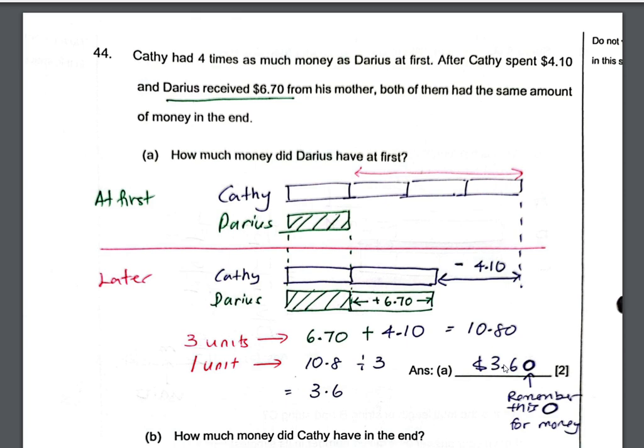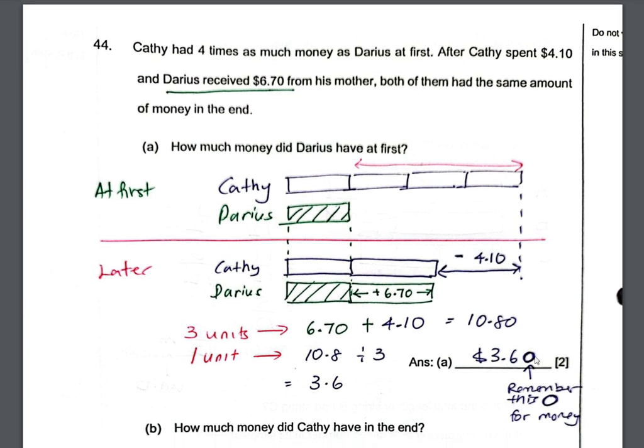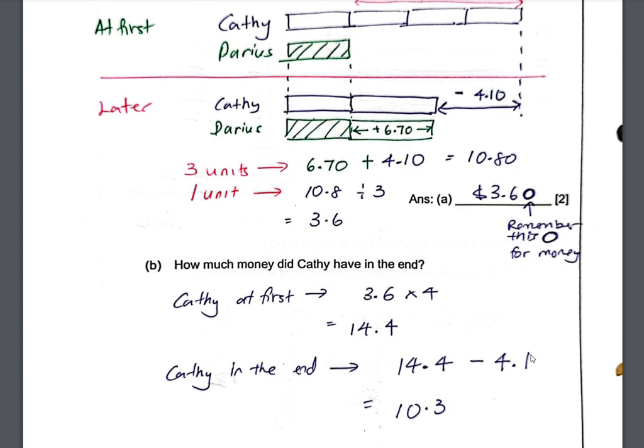Now, some of you will be careless and write down 3.6 without the 0. Remember, for dollar answers, you need to have 2 decimal places in your answer because your cents is like that. Don't write $3.6. You have to write this 0 to get your answer mark.